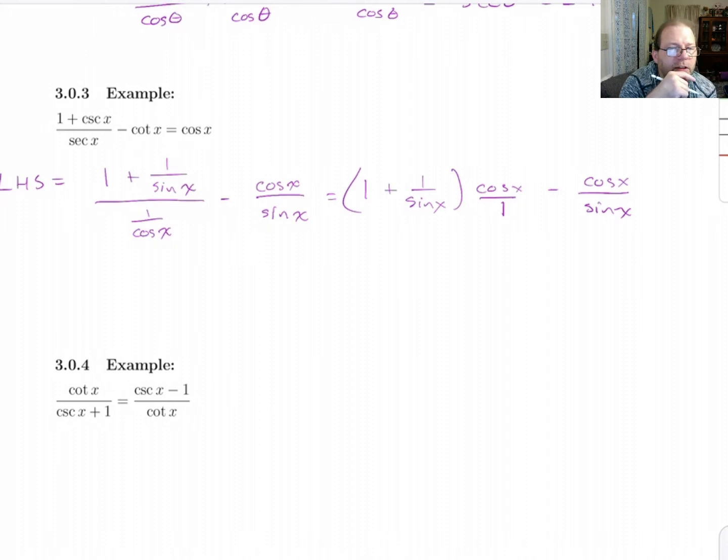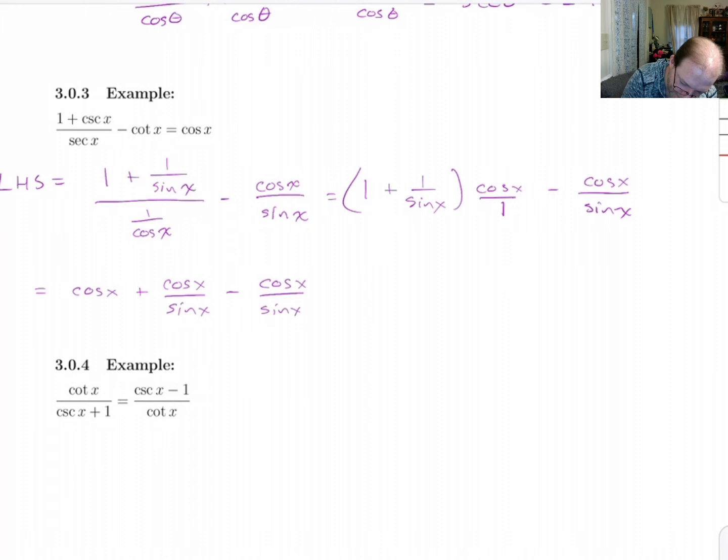Anyway, so I've got this here, and now I can distribute this cosine through there. When I do that, let's see, the first thing becomes cosine x, the next one becomes plus cosine over sine, and then I've got minus cosine over sine from the second one. So those two cancel, and I'm just left with cosine x. And that is my right-hand side, and I'm done. All right.